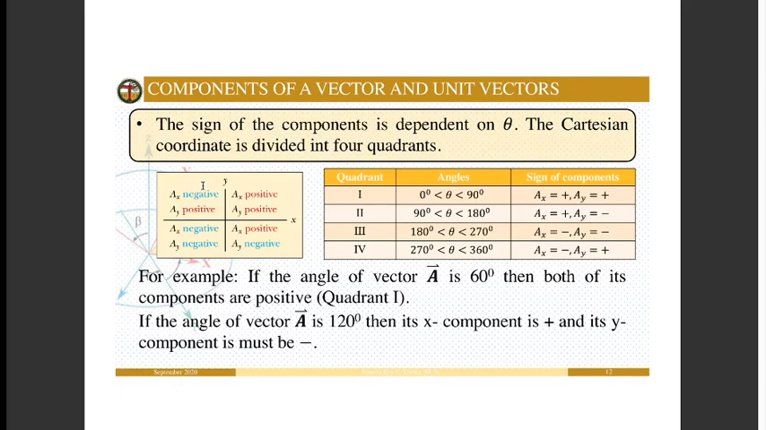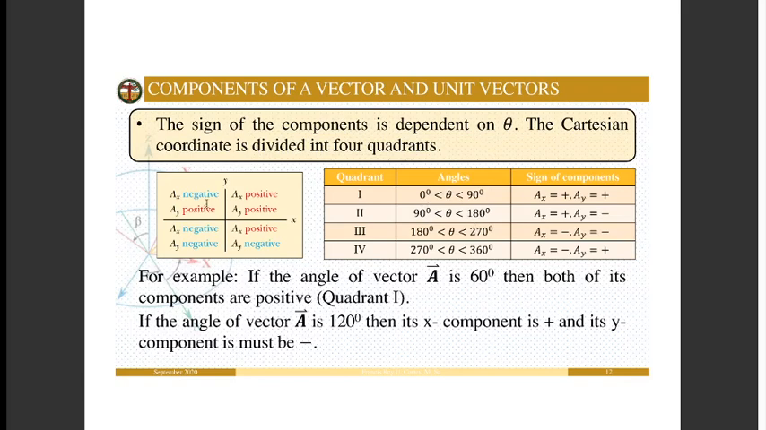So now, since your components are dependent on theta, then the sign of your components is also dependent on your angle. So meaning it depends on where the orientation of your angle is. Okay, for example, if your angle is oriented in quadrant 1, so na-locate siya sa quadrant 1, then you can be sure that your x and y components are both positive. Diba? So if your angle is from 0 to 90 degrees. Okay, so between lang ng 0 at 90 degrees.